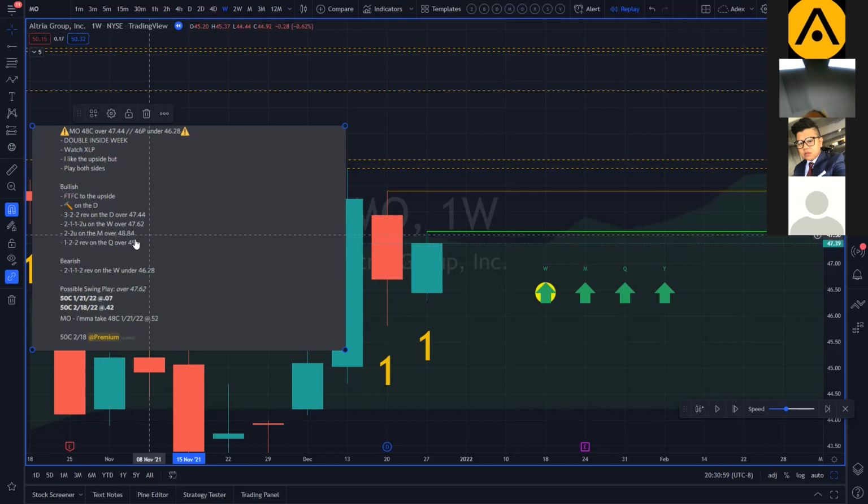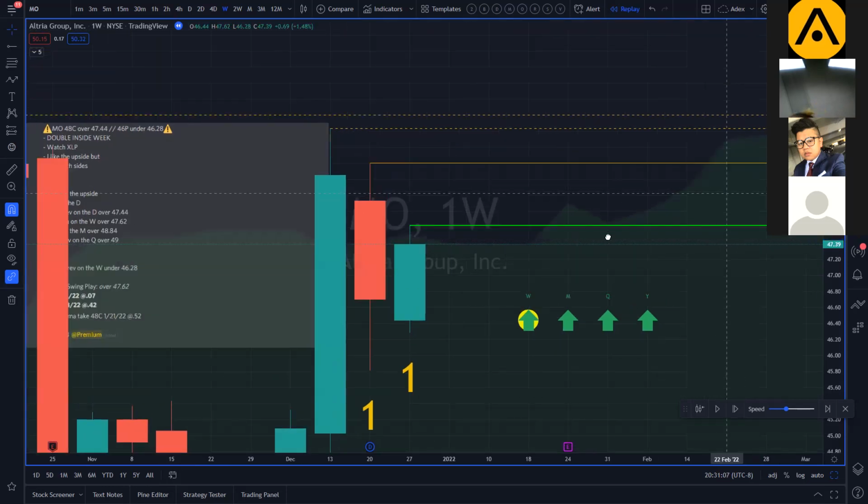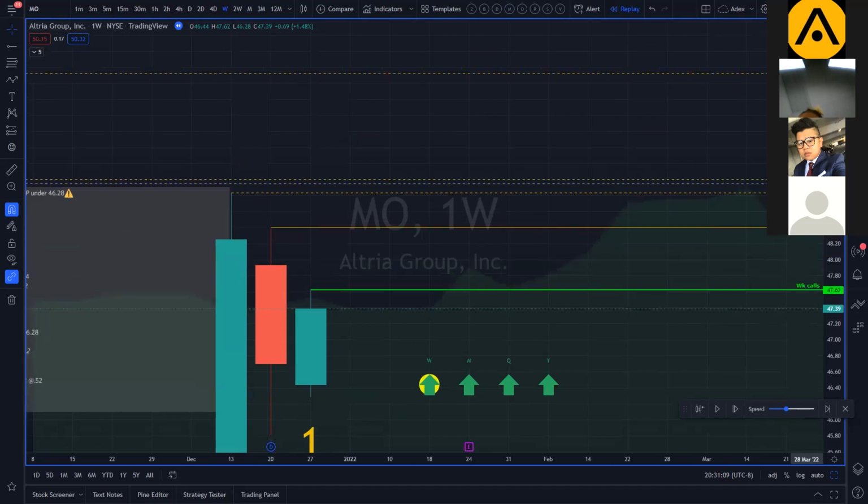So look at this. 22 up on the month over 48.84, and then 122 rev on the quarter over $49. This is only 16 cents away from each other. Look how close these pivots are. So you're asking yourself, what is the likelihood that we trigger the 22 up on the month that could trigger the 122 up on the quarter?